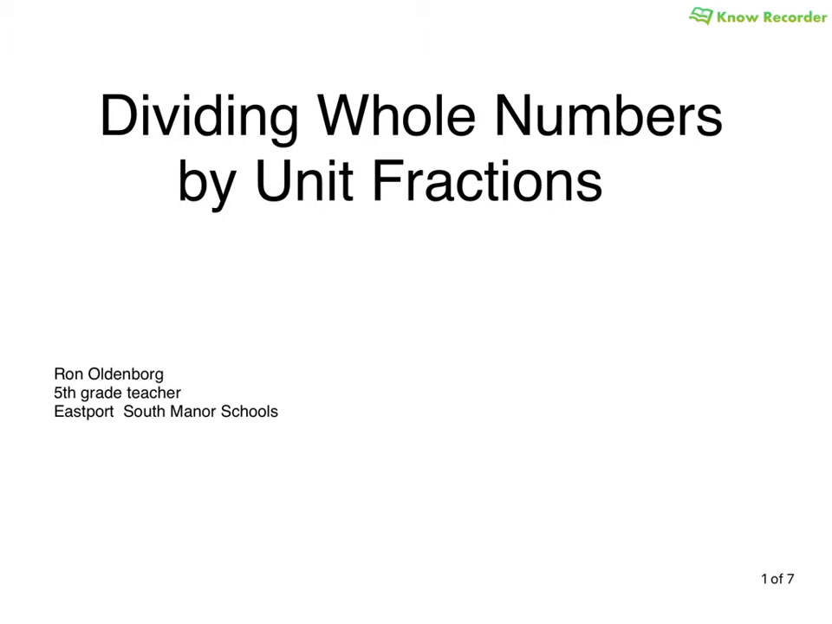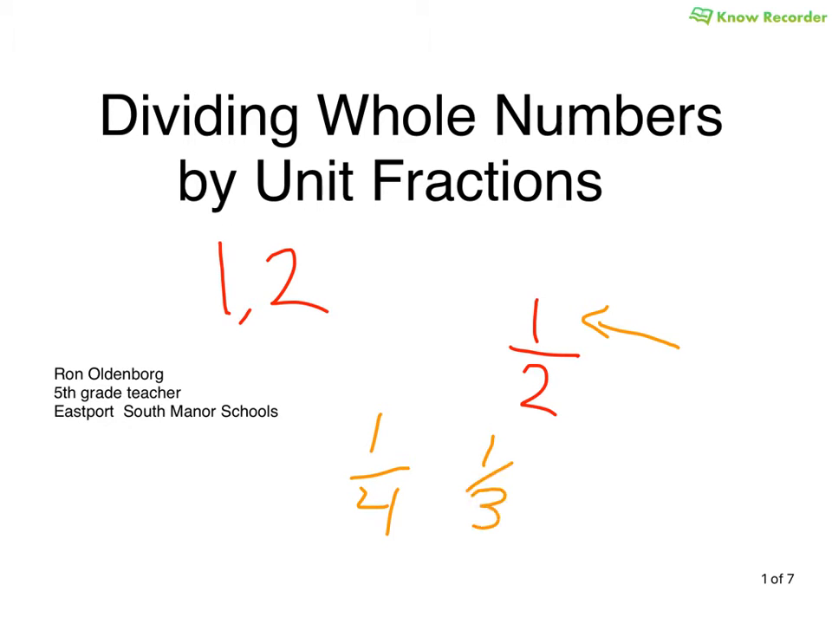Let's remember two things before we start. A whole number is any number that has all of its parts. A fraction is a part of a whole. A unit fraction has a numerator of 1 because it's literally standing for one of those pieces of a fraction. So it could be a half, a quarter, a third, anything as long as the numerator is 1. With that, let's get started.